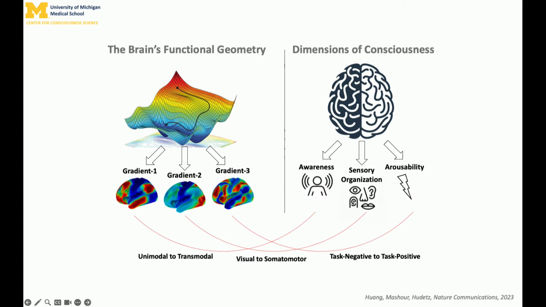So in sum, we present evidence that cortical gradients of unimodal to transmodal, visual to somatomotor, and task-negative to task-positive represent three neurofunctional dimensions of consciousness, that is, awareness, sensory organization, and cortical arousability.